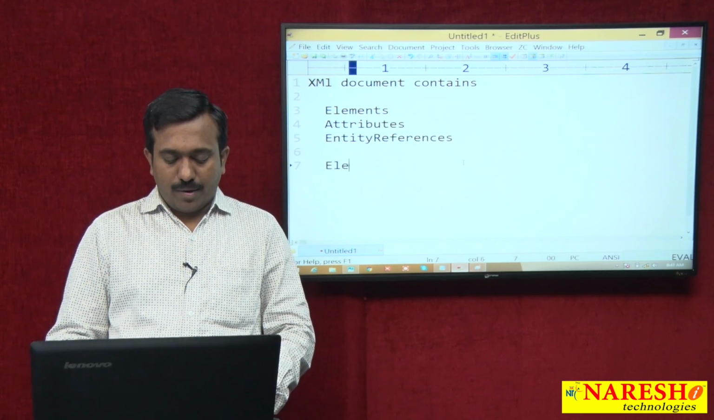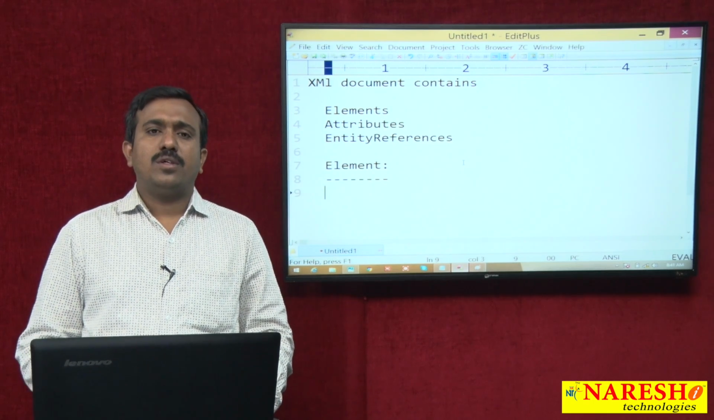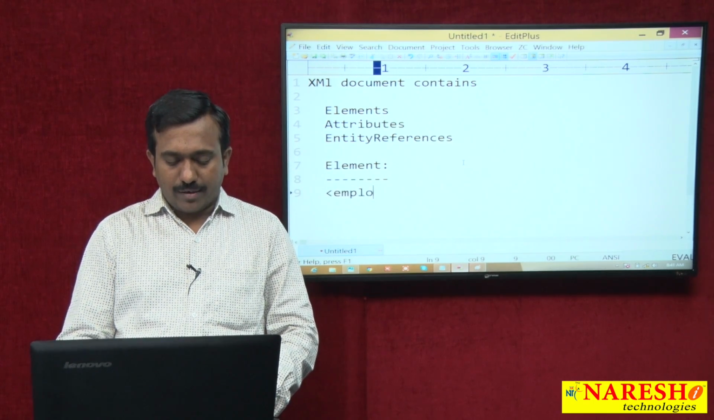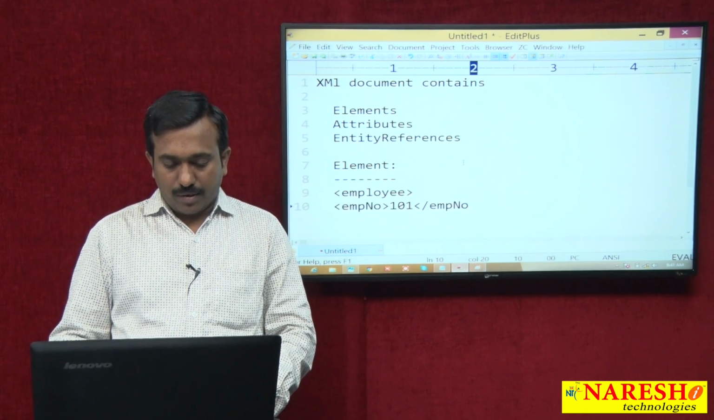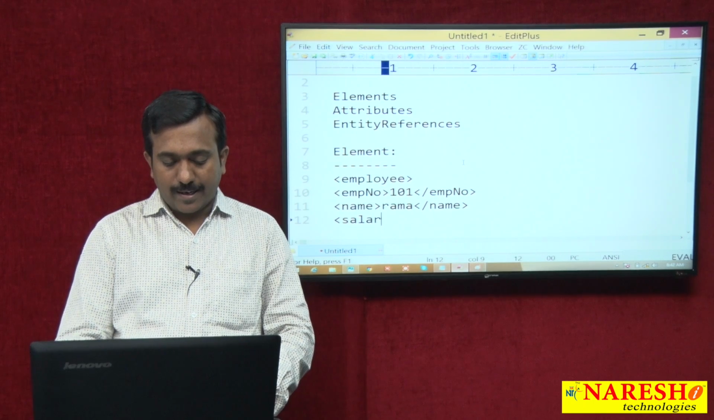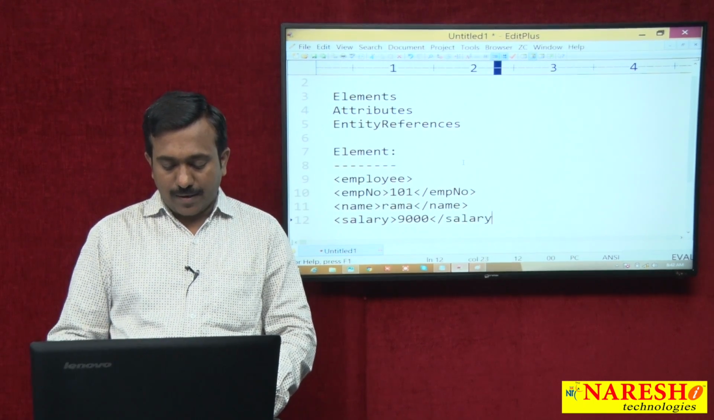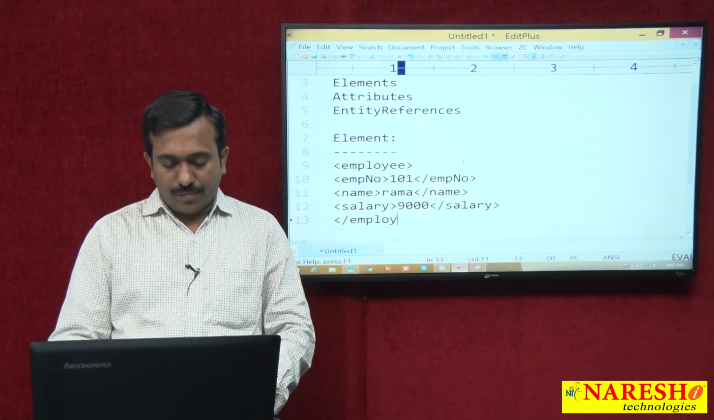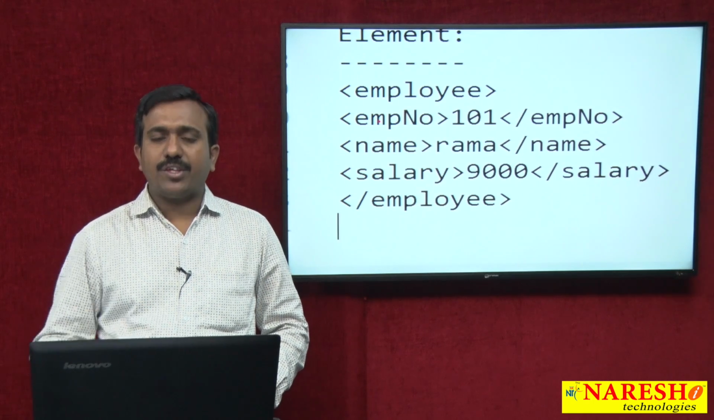What is meant by an element? We can understand about the element with this example. For example, employee, EMP number 101, close EMP number, name Rama, close name, salary 9,000, close salary, close employee. So now observe in this example, element means everything.